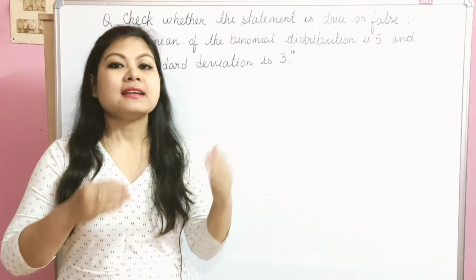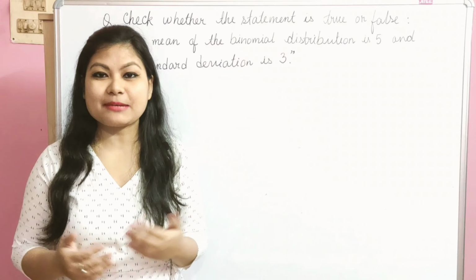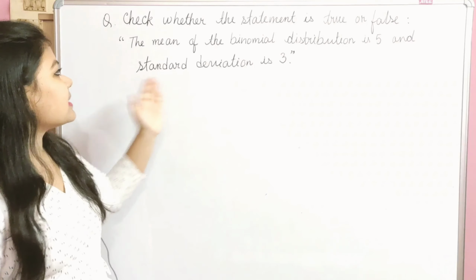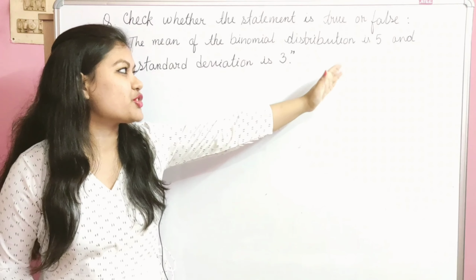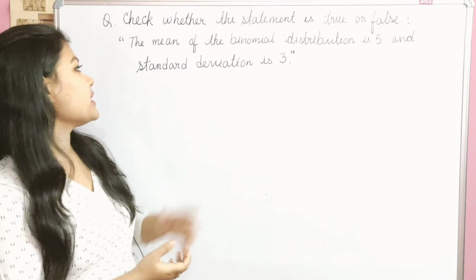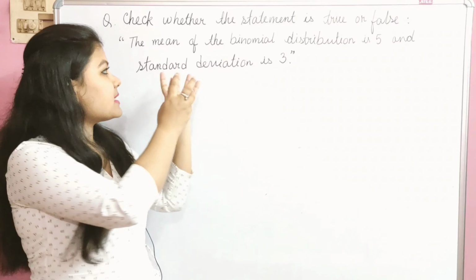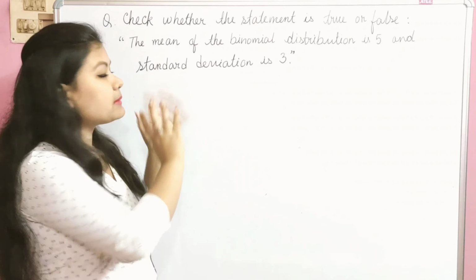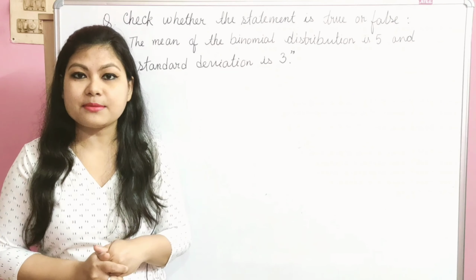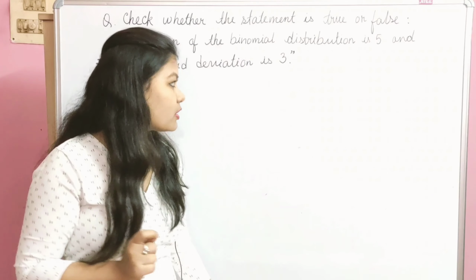So the question statement is given. We are to find out whether this statement is true or false. The given statement is that the mean of the binomial distribution is 5 and the standard deviation is 3. That means here the binomial distribution mean value is given and the standard deviation value is given. We are to find out whether they satisfy the given condition or not.